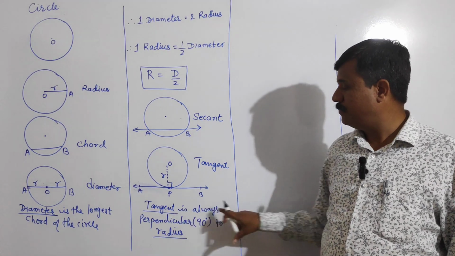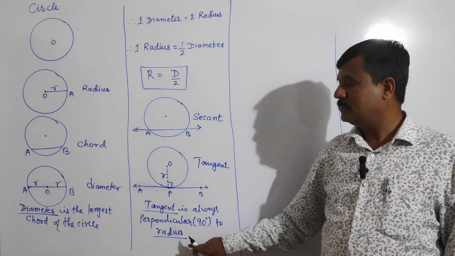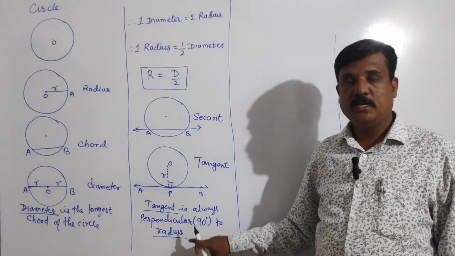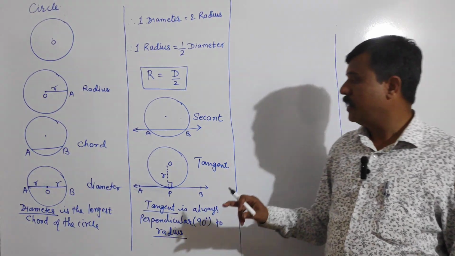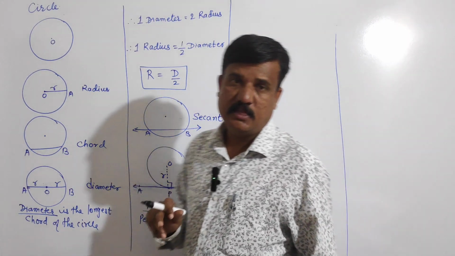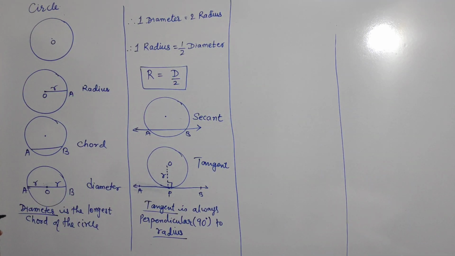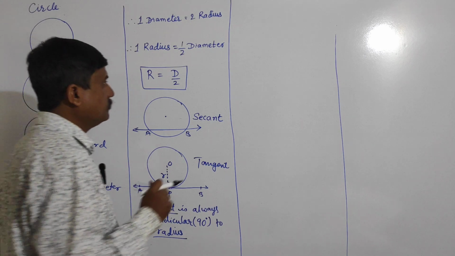If I say blank is always perpendicular to the radius, the answer will be tangent. If I say tangent is always perpendicular to blank, the answer is radius. Okay? So you have to remember this. Is it clear? Okay. Next.